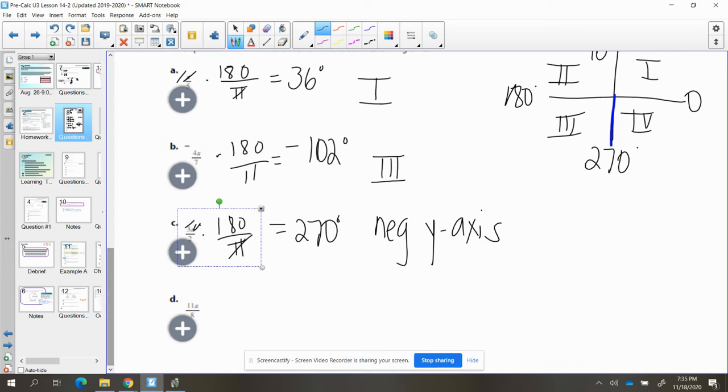And last but not least, 11 pi over 8. If we convert, multiplying by 180 over pi, pi's cancel. 11 times 180 divided by 8 is 247.5, which again is going to land us in quadrant 3.